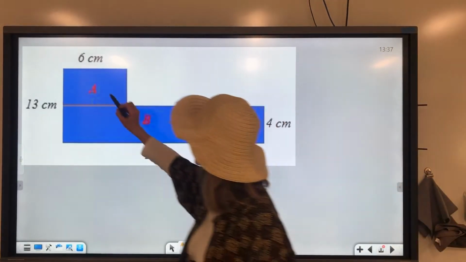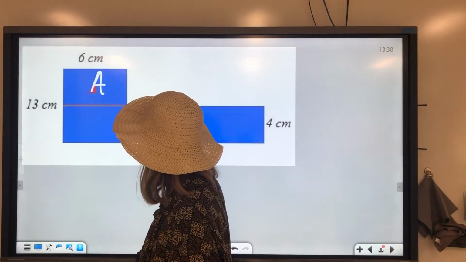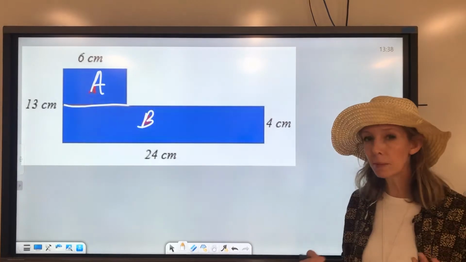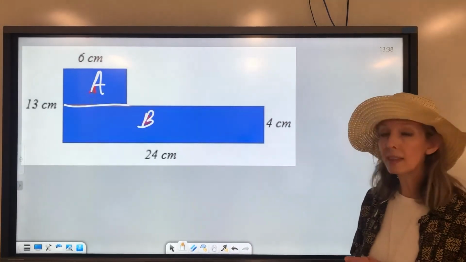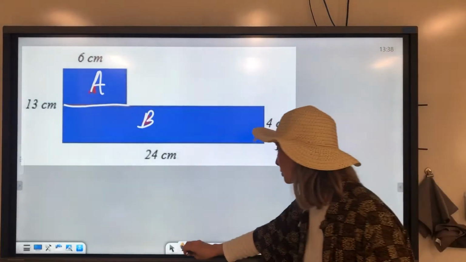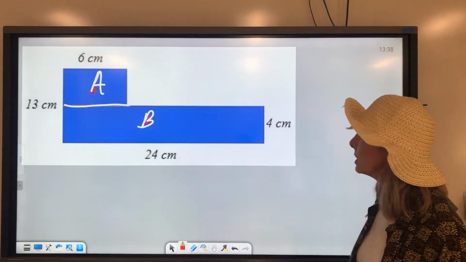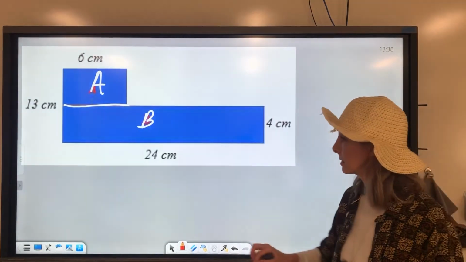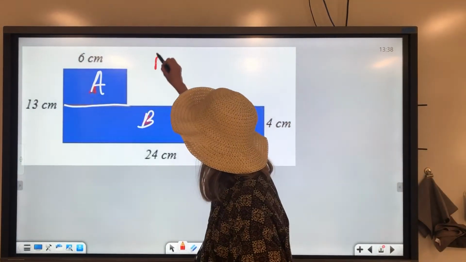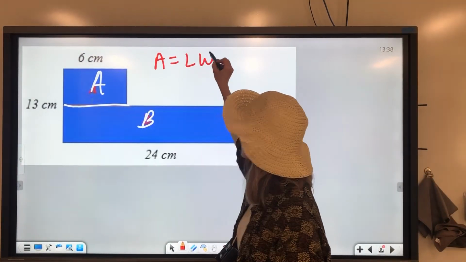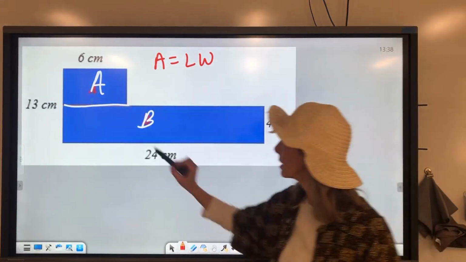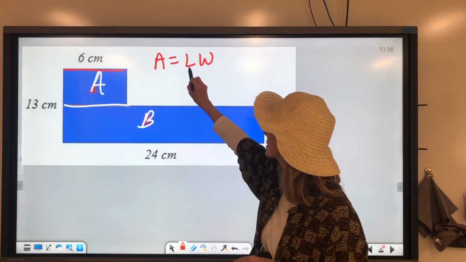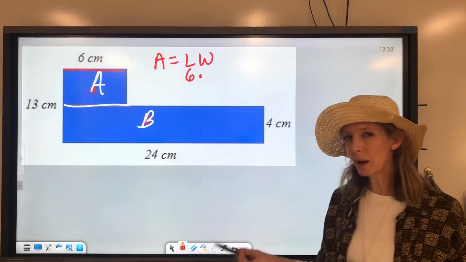All right, so here's that figure again. I don't think that's real clear, so I'm going to label that again, A and B. Notice we've drawn a line to separate the two. So let's find the area of rectangle A first. So when I look at rectangle A, of course we know our formula is area equals the length times the width. Well, I see that line right there is 6, but what is my width?